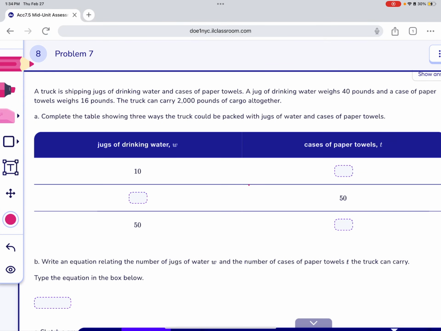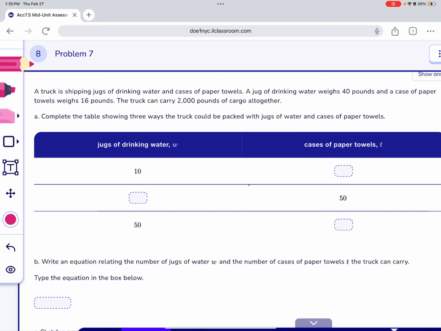Problem 7. A truck is shipping jugs of drinking water and cases of paper towels. A jug of drinking water weighs 40 pounds and a case of paper towels weighs 16 pounds. The truck can carry 2,000 pounds of cargo altogether.